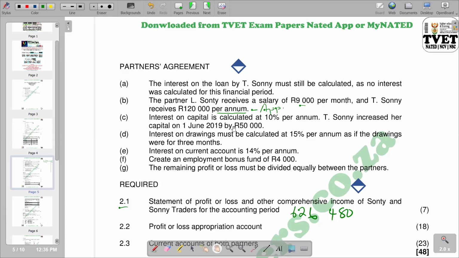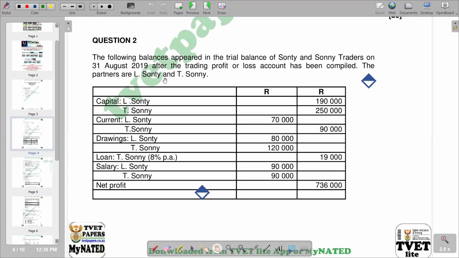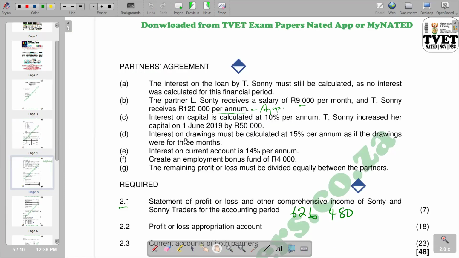So we need to know how many months this 50,000 stayed in the business. We know that it was introduced on 1 June, so we're going to count from 1 June. We take note of where the year is ending. The year is ending 31 August, as indicated at the beginning of the question. So it was introduced 1 June, and then we count June, July, and August. So this 50,000 was there for 3 months.